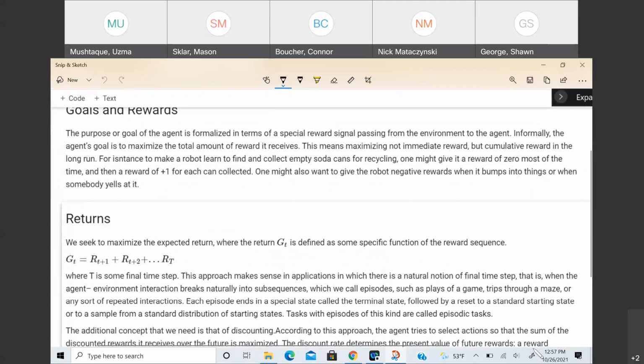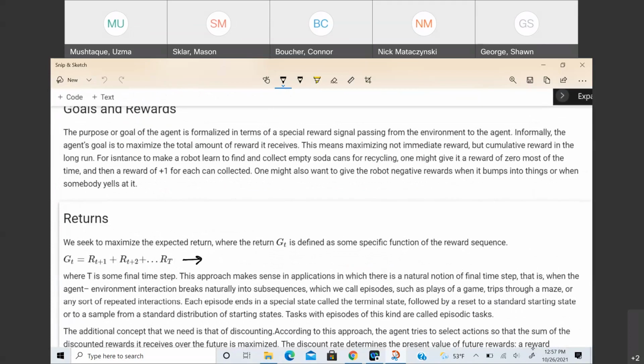Okay, so instead of this, what we are looking at is that this G sub t, which is known as the return at time step t, is equal to R t+1, which is the accumulation of all the rewards, plus a discount factor gamma R t+2, plus the discount factor squared R t+3, and so on.